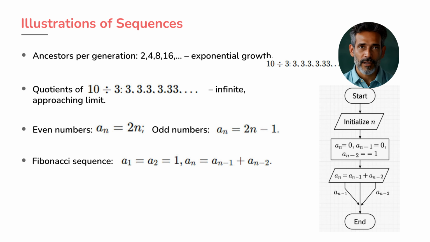So when n equals 5, we get 10. For odd numbers, the formula is a sub n equals 2 times n minus 1. And then there's the famous Fibonacci sequence. Start with 1 and 1. Each new term is the sum of the 2 before it. So we get 1, 1, 2, 3, 5, 8, 13, and it keeps going. Fascinatingly, these Fibonacci numbers appear in sunflowers, pine cones, and even the spirals of galaxies.